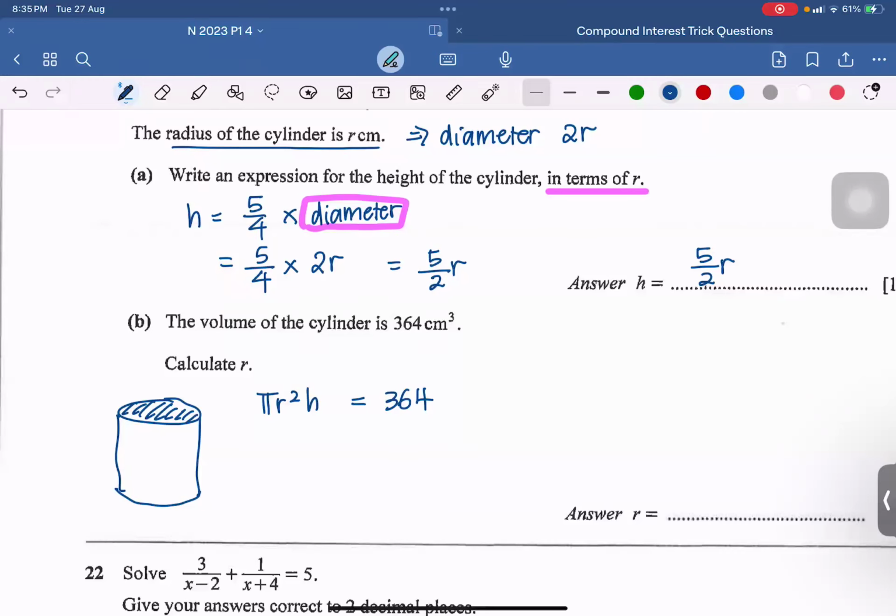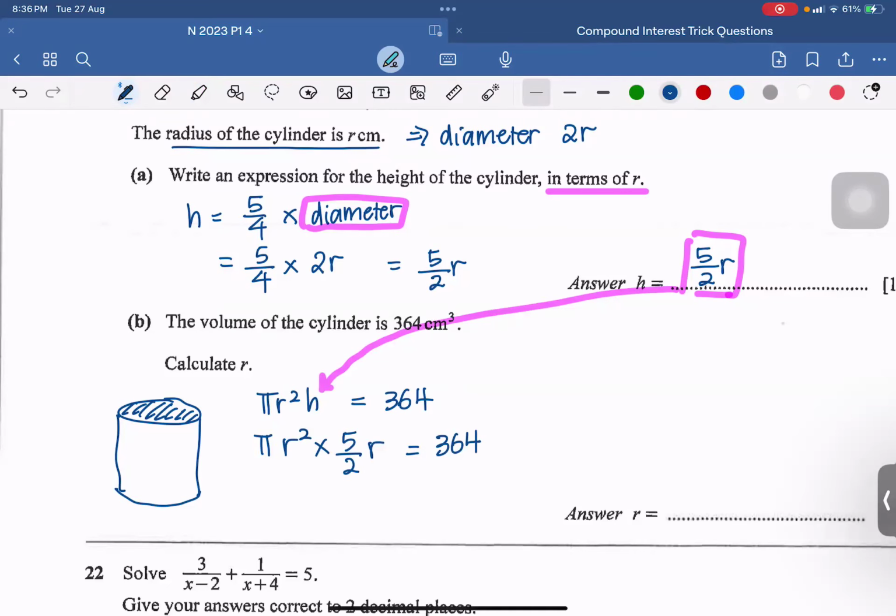is equal to 364. But remember, what have we found the height to be? The height has become 5 over 2r already. I'm going to replace this into my height over here. So this one will become pi r square times 5 over 2r.